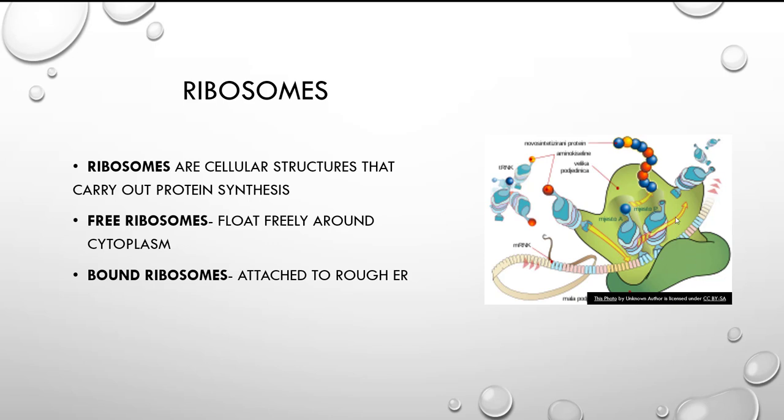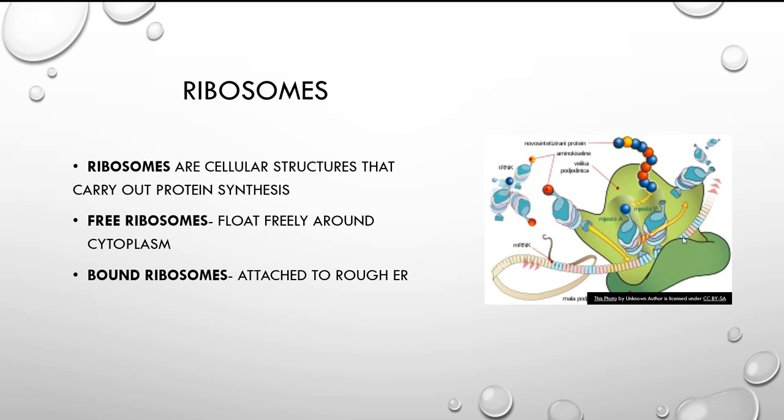We'll talk more about this whole process later on, but for now you can see here's a little amino acid chain forming off of this ribosome. So ribosomes are protein factories. Here you have an amino acid chain being formed off of this ribosome.